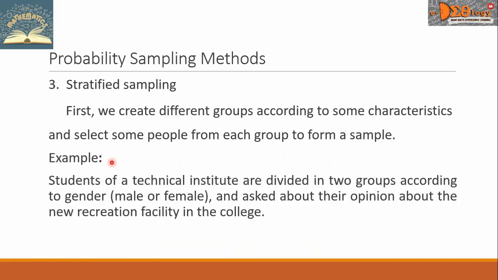As an example, students of a technical institute are divided into two groups according to gender, male or female, and asked about their opinion of the new recreation facility in the college.